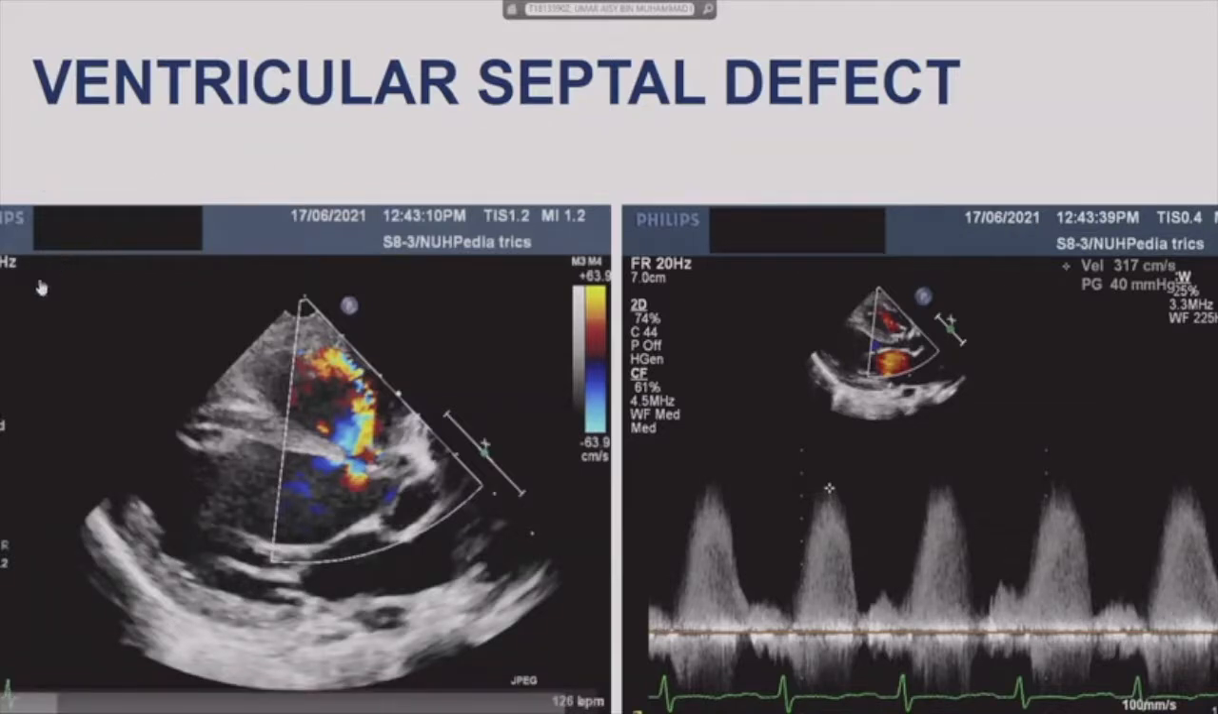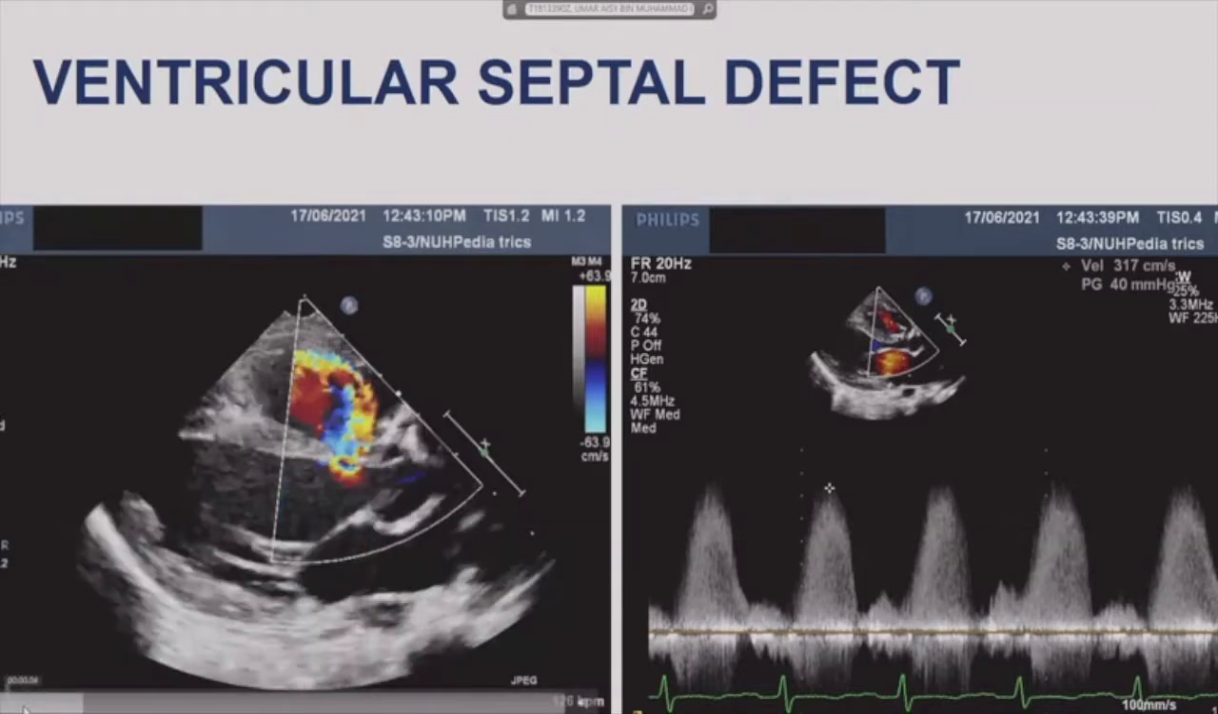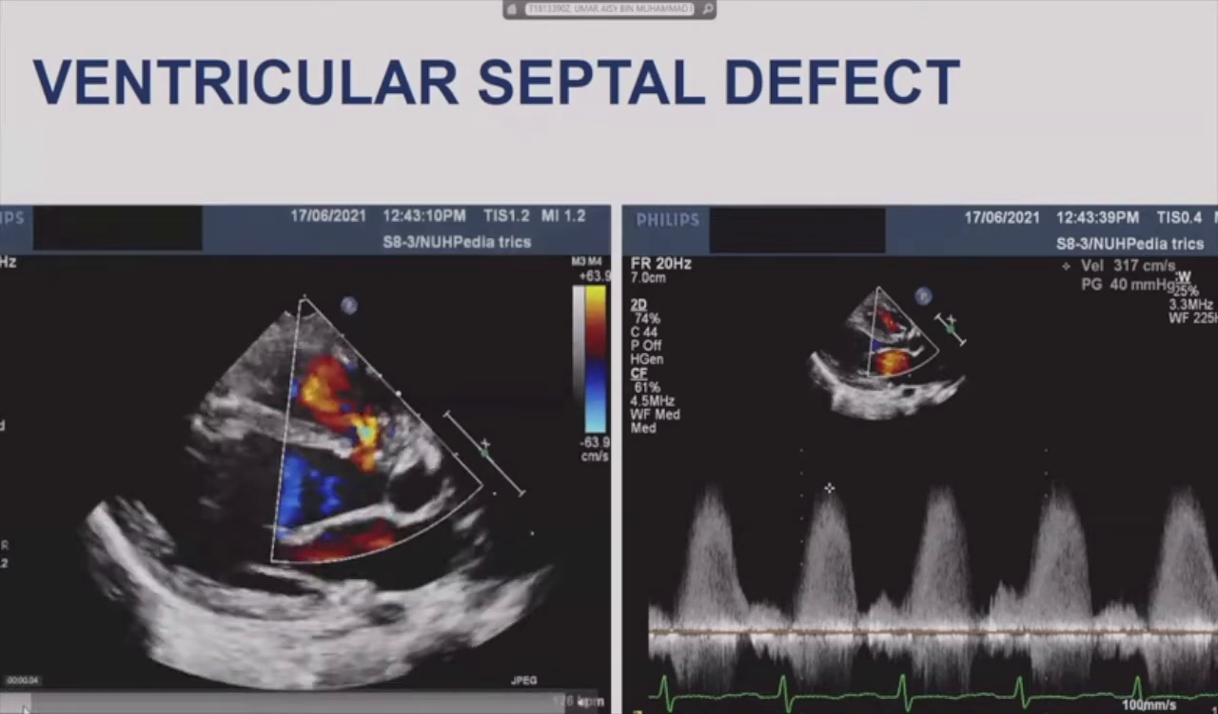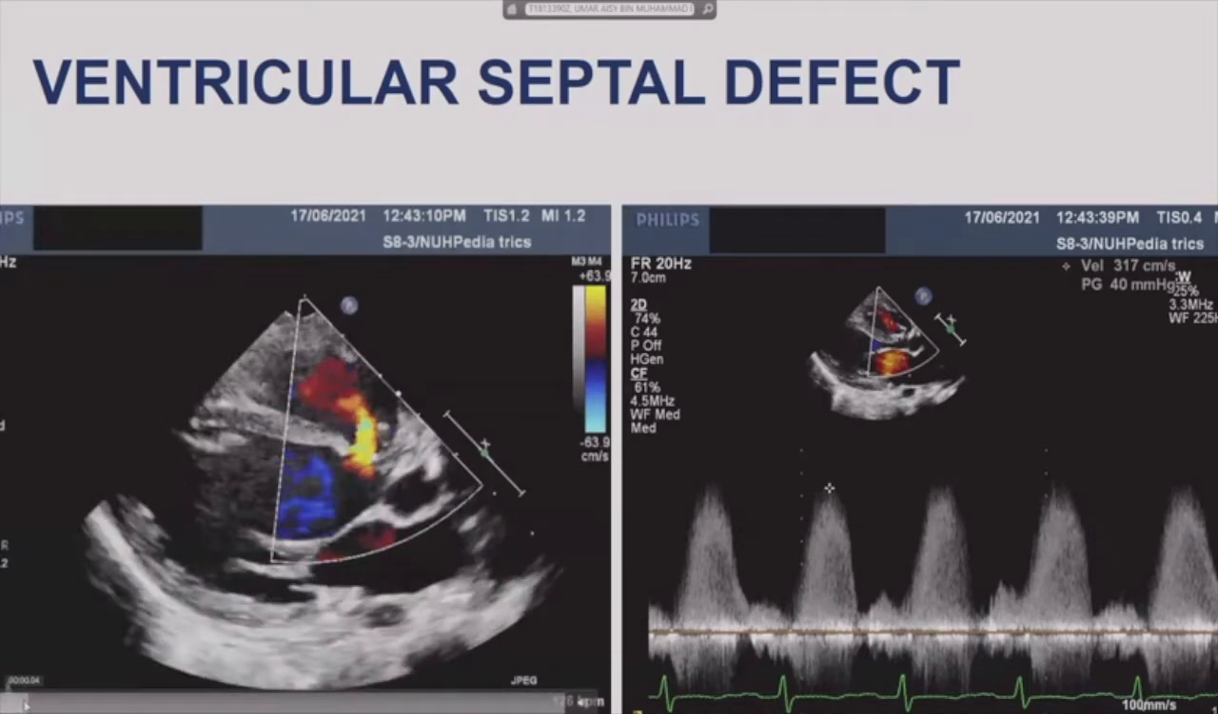Now, having brought you through some of these advantages and disadvantages of the various forms of imaging, I'm going to show you some examples of congenital heart disease for whom we present to the surgeon for consideration of surgery. Now, when it comes to the commonest congenital heart disease in children, it is ventricular septal defect, and this is the commonest cardiac surgery that we perform, closure of the ventricular septal defect.